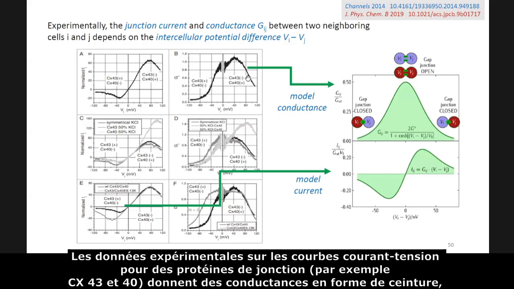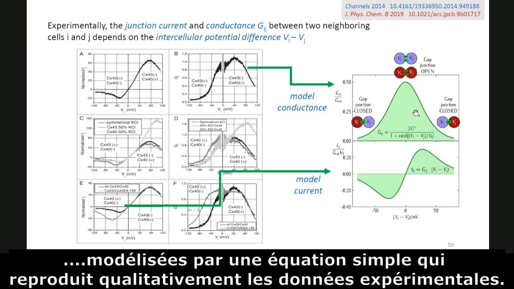To this end, we again go to experimental data concerning the current voltage curves obtained with typical, for instance, connexin proteins, in this case, connexin 43 and connexin 40. These current voltage curves immediately lead to experimental bell-shaped conductances, and these bell-shaped conductances are modeled here with a relatively simple equation, which immediately gives current voltage curves for the junctions that reproduce qualitatively the experimental data.